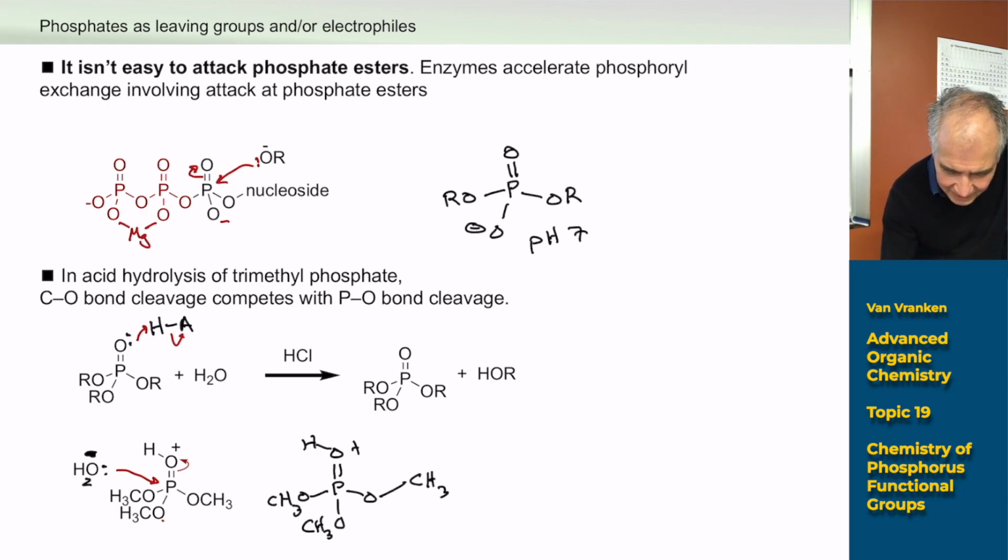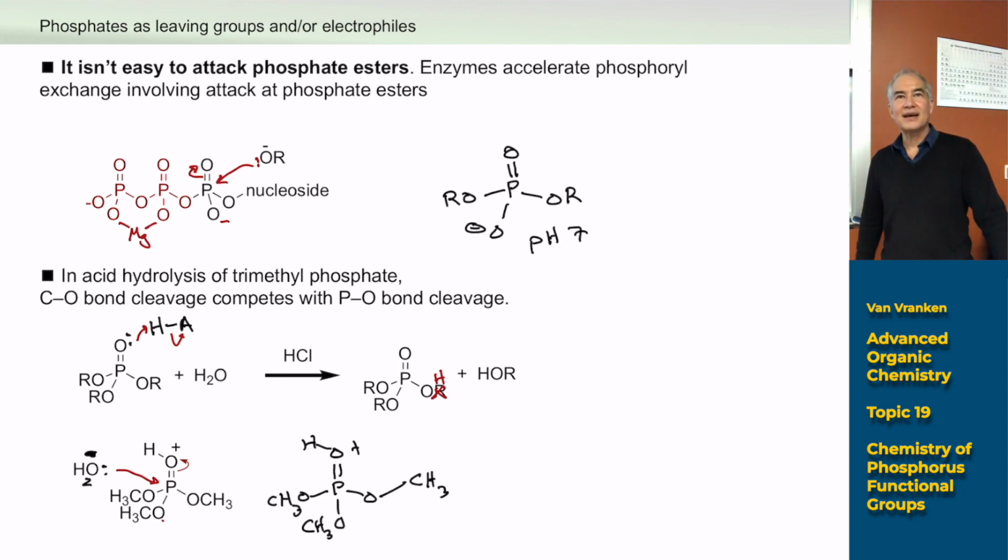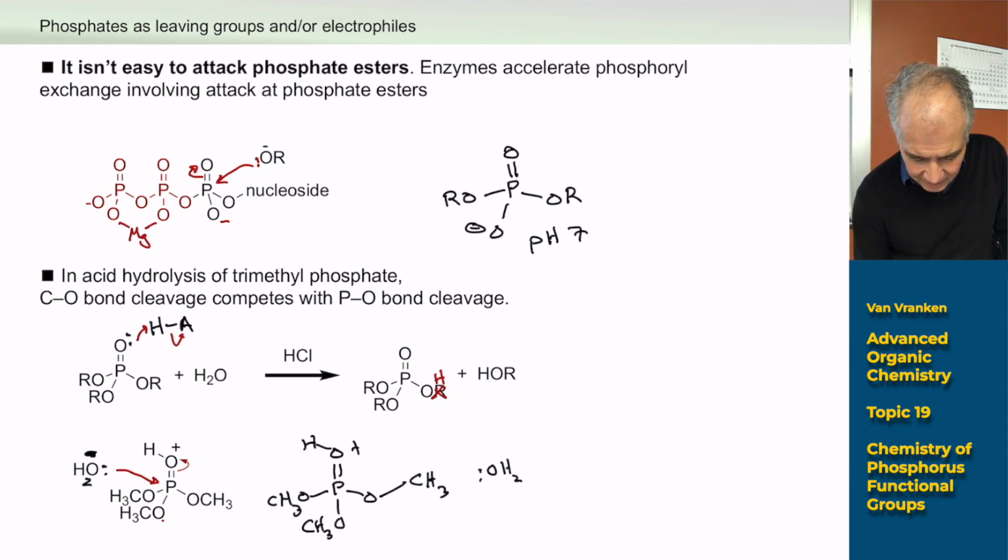And let me fix my product structure here. This was not supposed to be OR. This is supposed to be OH when you hydrolyze that. And so what's the mechanism for generating this diphosphate? 50% of the reaction comes from making a new bond between the water and phosphorus here. The other 50% of the product that arises in this reaction mixture comes from attack at carbon, not at phosphorus.